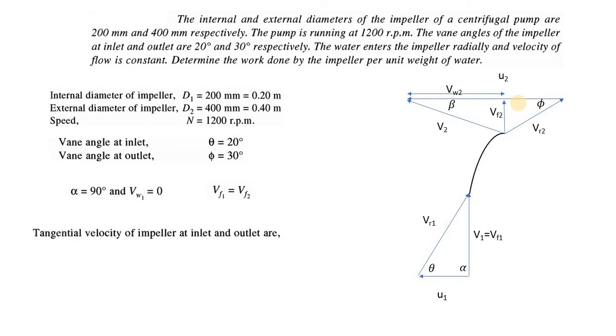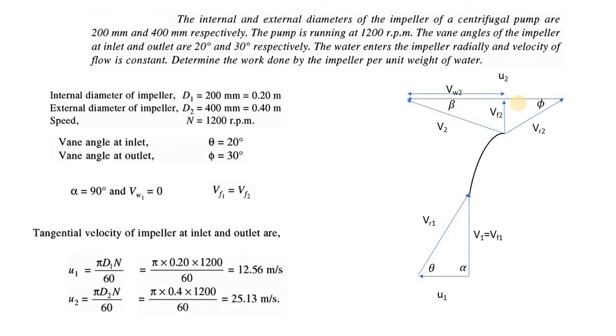The tangential velocity of impeller at inlet and outlet can be calculated. U1 and U2 can be calculated with the help of D1, n and D2, n. How? U1 is pi D1 n by 60, and U2 is also equal to pi D2 n by 60. By substituting the values of D1 and D2, very easily we can calculate U1 and U2 in meters per second. U1 is pi into 0.2 into 1200 by 60, whereas U2 is pi into 0.4 into 1200 by 60. Here we have the values of U1 and U2 as 12.56 meters per second and 25.13 meters per second.